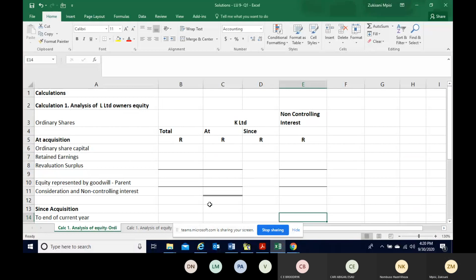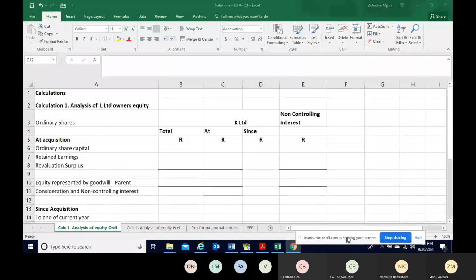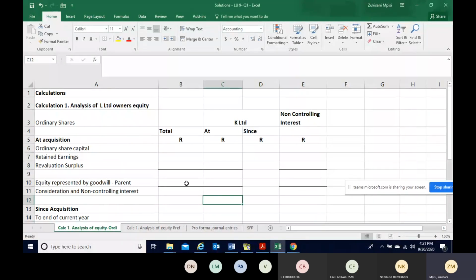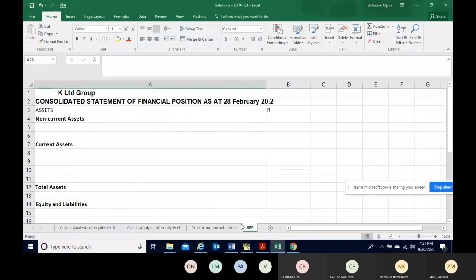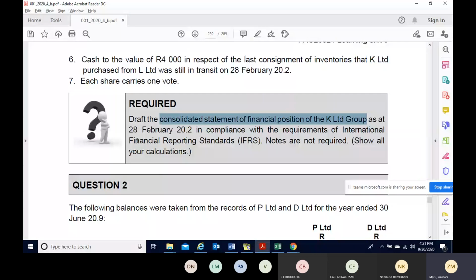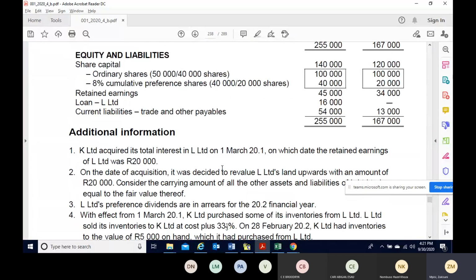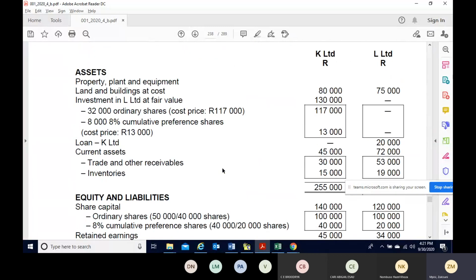KLTD Group consolidated statement of financial position as at 28 February 20.2. Remember, it's in compliance with IFRS. Notes are not required. A very important thing in accounting: show all your calculations. So let us quickly now study the information.